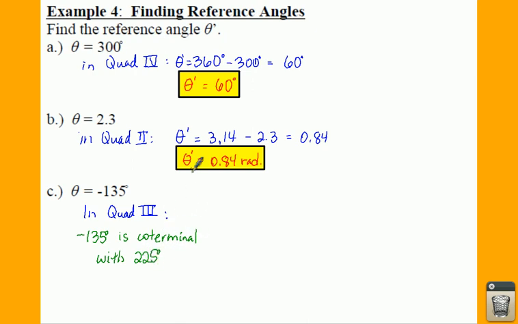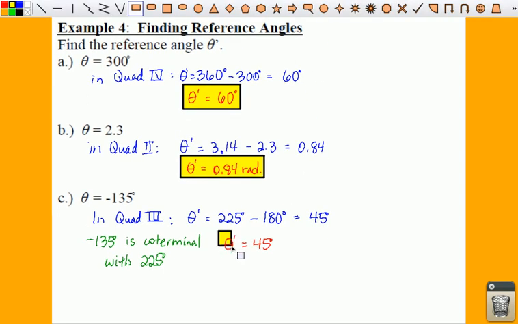So what we're going to do in quadrant 3, in order to figure out our reference angle, you take the 225 degrees minus your 180, because that's what it says in quadrant 3. We're trying to find our distance back to our horizontal. So this would give us 45 degrees. So our theta prime, our reference angle here, would be 45 degrees.